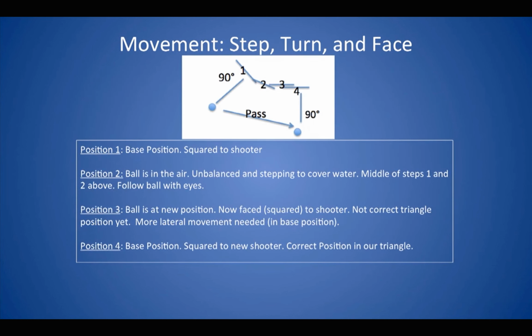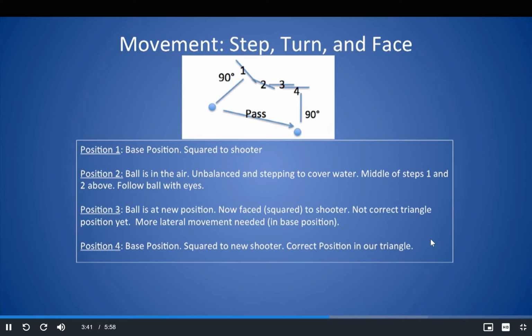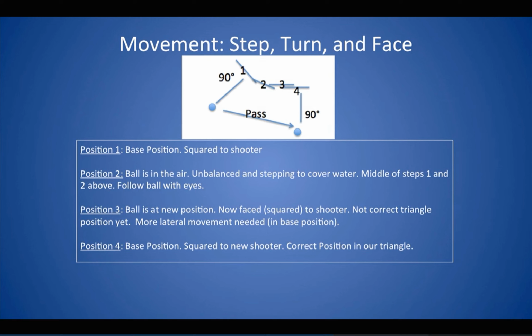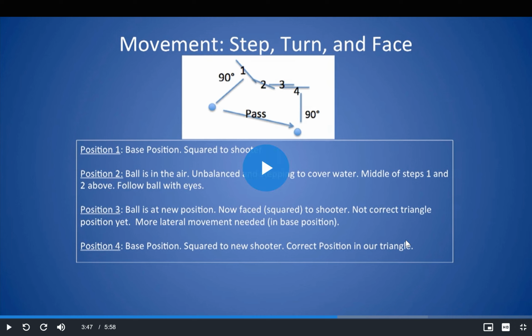In position 1, we're in our base position and we're square to the shooter. When that ball is passed, it's in the air, so we want to cover as much water as we can and get rebalanced as quickly as possible. So we want to step, turn, and face. That's probably our priority. For position 3, the ball is already at that new position. We're not quite to where we need to be, but we are squared. This means that if they catch and shoot, we'll be prepared for the lunge. And if they don't catch and shoot, then we can continue to slide to get into the right position in our triangle.